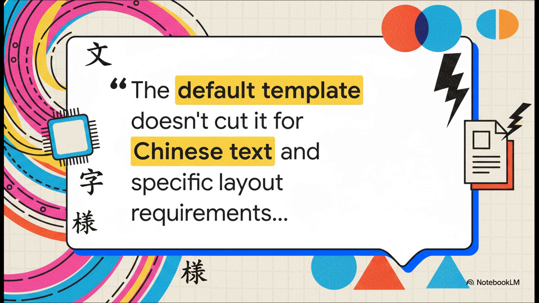It's a wall almost every developer hits at some point, realizing the default tools just aren't going to handle complex real-world requirements. Specifically, Ang found that when dealing with Chinese text and highly specific layout configurations, the default Typst template simply falls short. It just doesn't cut it. You literally can't rely on the out-of-the-box settings if you want the final document to look right and render those characters accurately. You have to step out of the default lane and build something entirely custom.